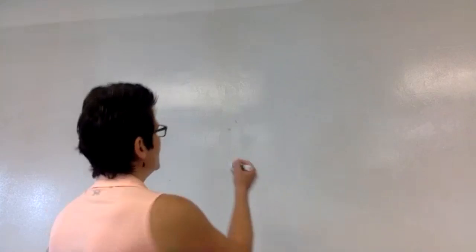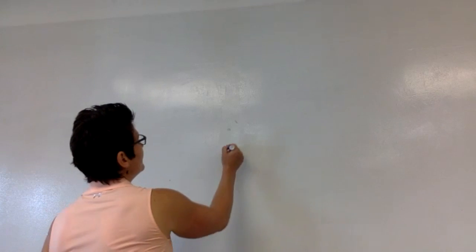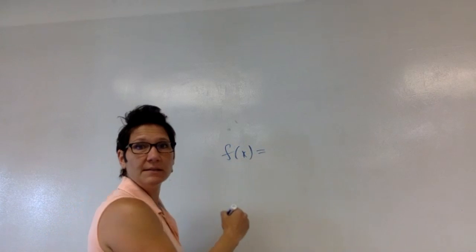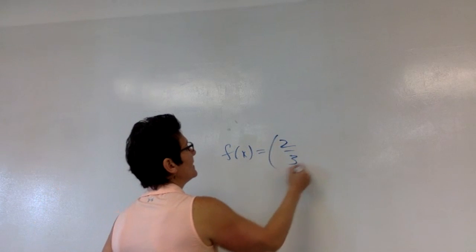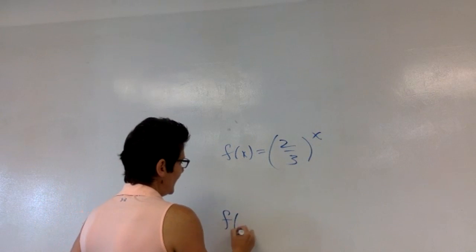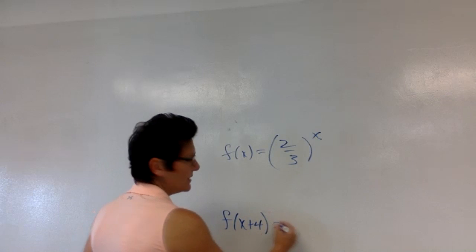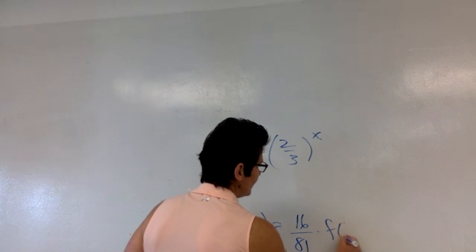Okay, so back over here, I think it was, if I go pull it up, I'm going to pull it up and just say it out loud. So over here, it says that you were given that f of x is equal to 2/3 to the x. And then you want to see if f of x plus 4 is in fact equal to 16 over 81 times f of x.